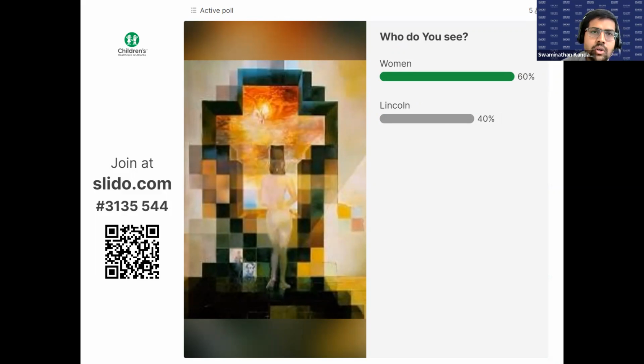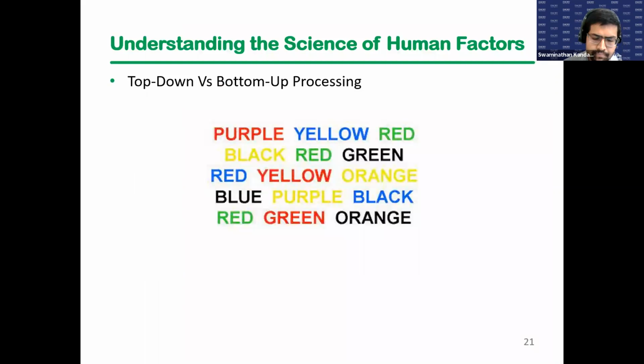And for us to know that this is Lincoln, you need to first know that you're looking for Lincoln, and you need to abstract it. So what we are using here is called top-down processing, where you already know what you are looking for and you're trying to match that. Versus if you're seeing a woman here, you're taking that information from the bottom up, which is what is displayed to you. We do both bottom-up and top-down processing most of the time, but it has a huge impact on how we do things.